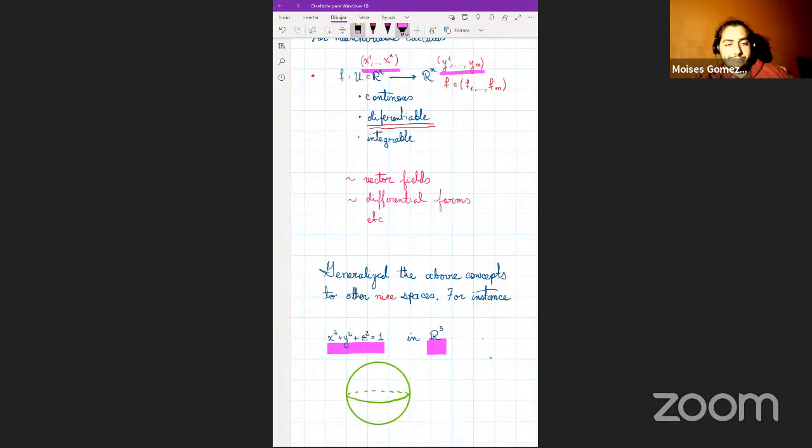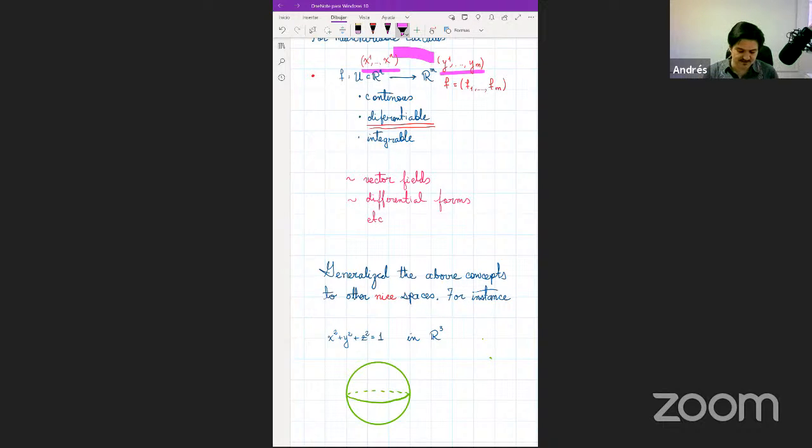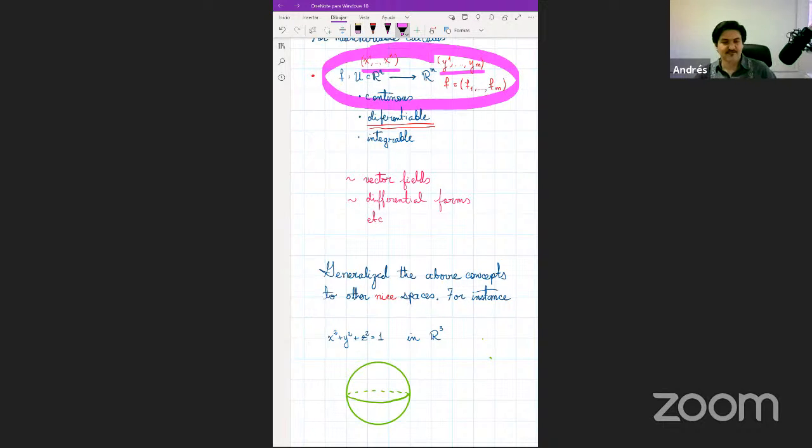It is closed, right? So the two-dimensional sphere in R3 is a closed subset. So then on the sphere, you cannot use what you already know up here, because remember that U has to be open. So you cannot talk about derivatives of functions defined on the sphere because it's not open.